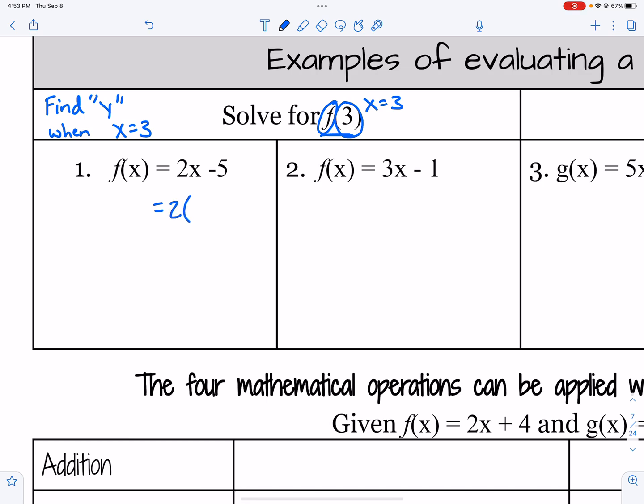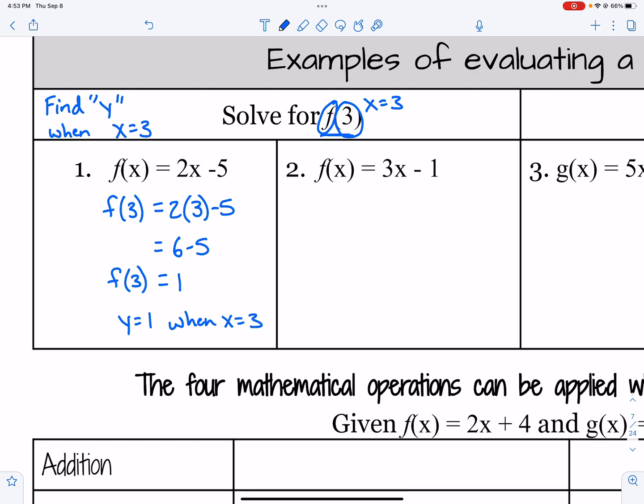So f of 3 would be equal to 2 times 3 minus 5. All we need to do is simplify that expression. So 2 times 3 is 6, and 6 minus 5 equals 1. And so f of 3 equals 1. That means y equals 1 when x equals 3. That's what we have found.